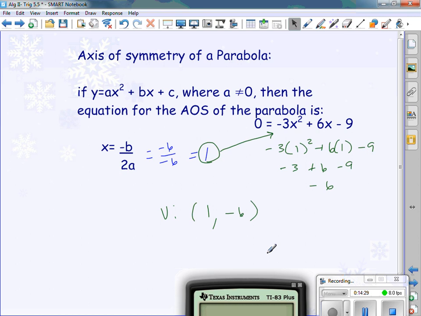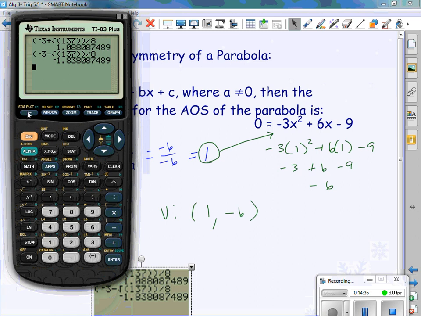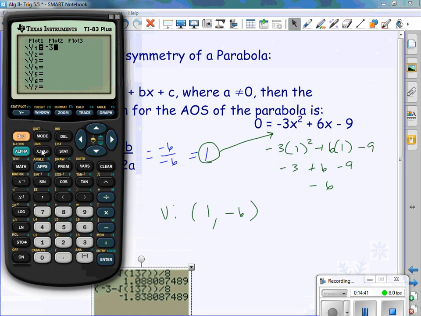If I graph this one, negative 3x squared plus 6x minus 9, and I graph it, it's down here. That is a maximum point. Second trace, maximum. I'll just say 0, and 5. It says my vertex is 1 point, and so on. So it's just 1, comma, negative 6, which is what we got here. Questions on this? We could go back.